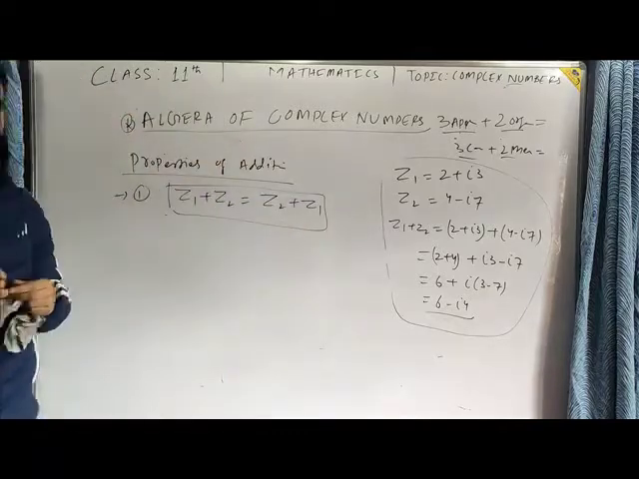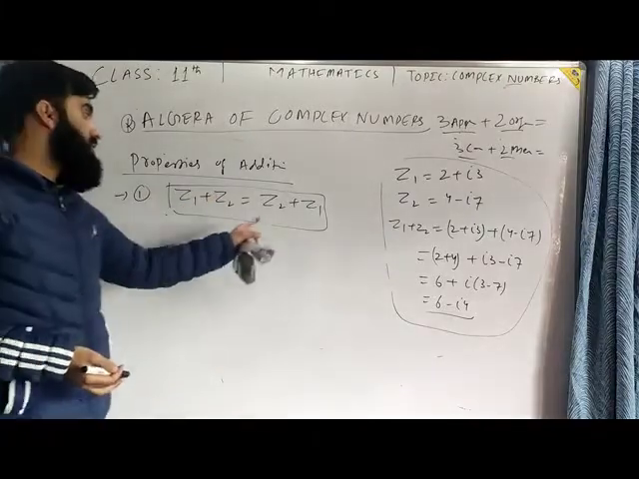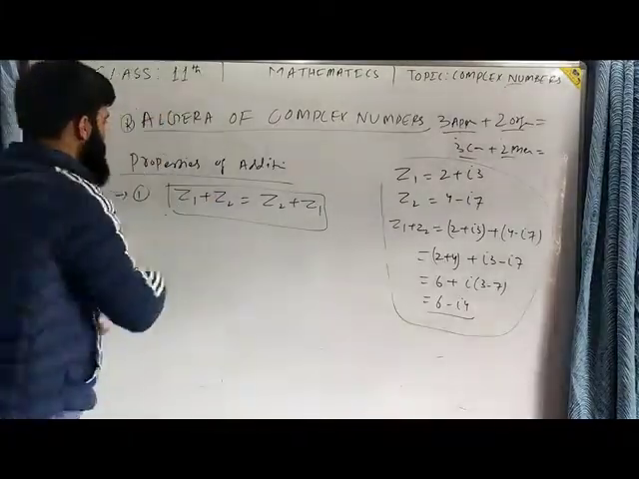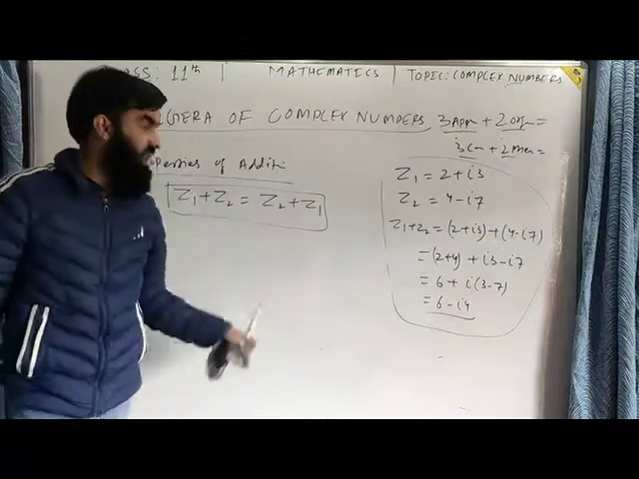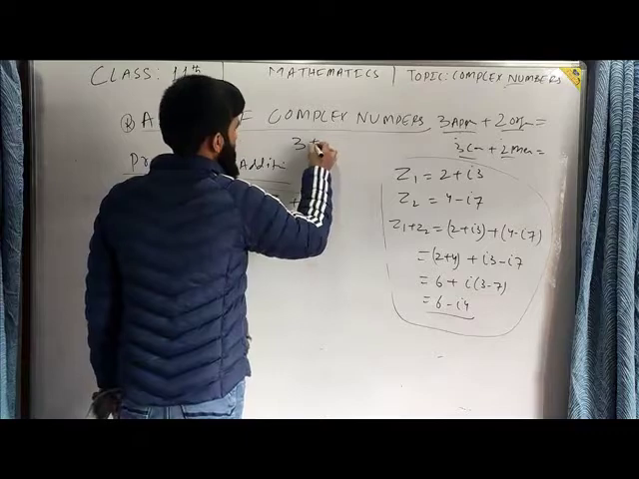That means if you have two complex numbers and you just add them, Z1 plus Z2, you will get a result. If you add now Z2 plus Z1, you will get the same result. That means Z1 plus Z2 is equal to Z2 plus Z1. This law is called commutative law. It is also acceptable in real numbers, addition of real numbers.